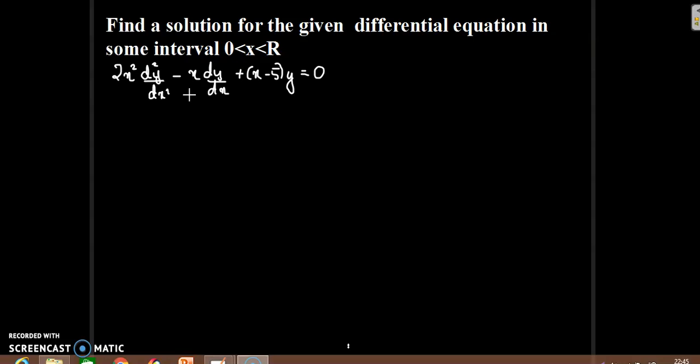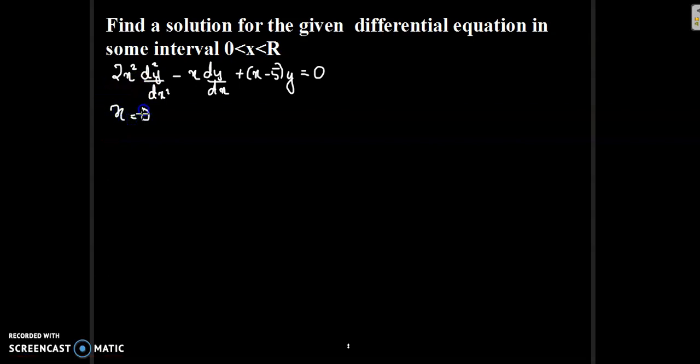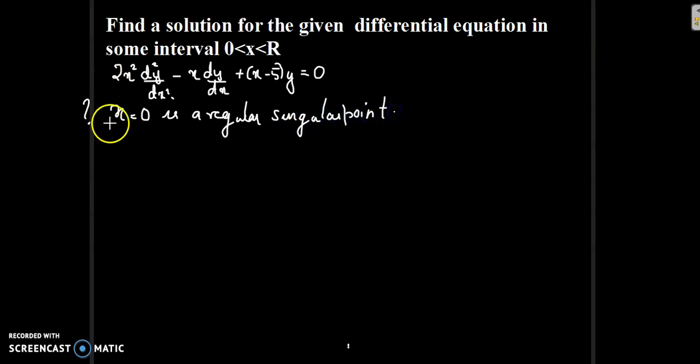So the previous method is not going to work. Here we'll have to use the Frobenius series. Even if you want to use the Frobenius series, first we have to make sure that x equal to 0 is a regular singular point or not. Now let's check whether x equal to 0 is a regular singular point. This is very important for us to use the Frobenius method to find a solution.